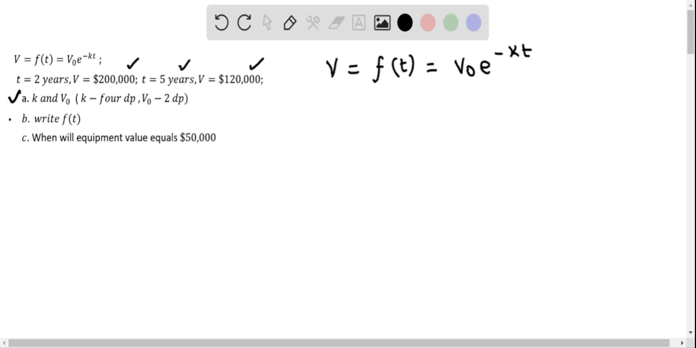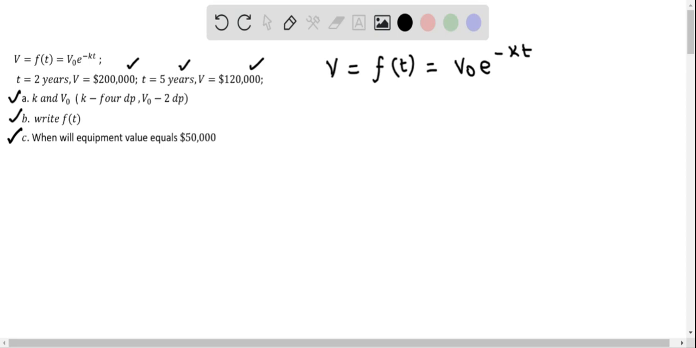And in part B, basically we have to write down the function f of t once we have evaluated the value of k and V naught. So we just have to substitute the value of k and V naught into the function f of t, which answers part B. And in part C, we have to find the time when the equipment value becomes $50,000. So let's start doing part A.